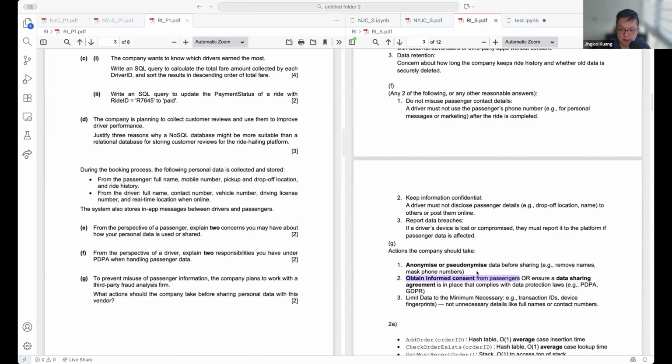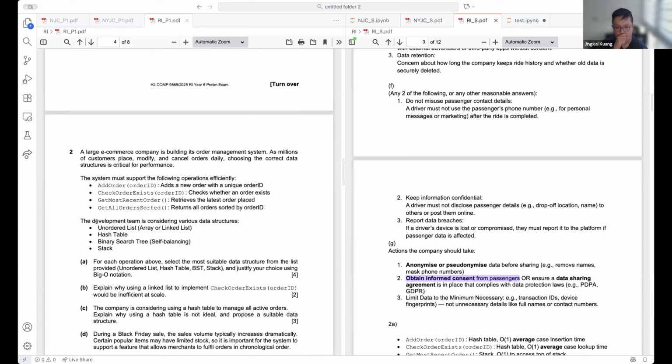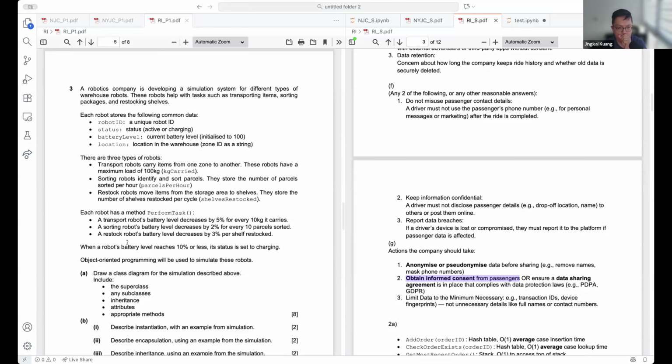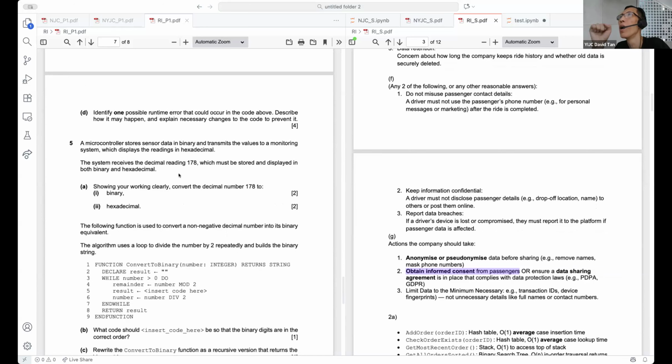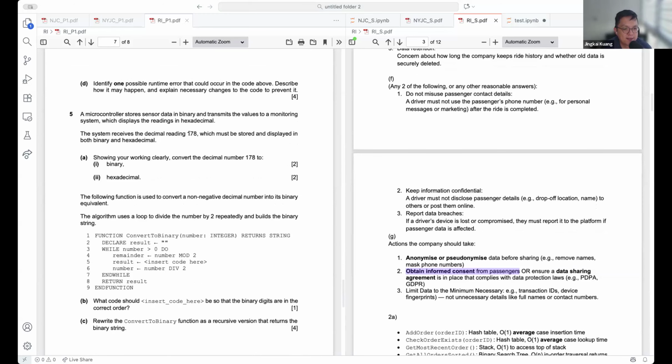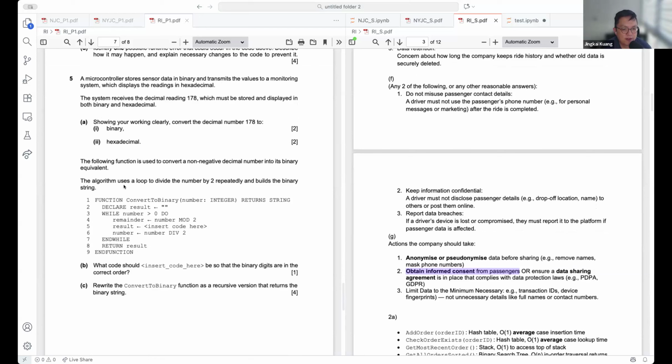Let's see what the next one is. Question five, microcontroller. I never read this one, but we read it now on the spot, lah. Okay, so hexadecimal, decimal reading 178. Store in binary, hexa. Okay, sounds okay. Convert non-negative. Why do they want to say non-negative decimal?